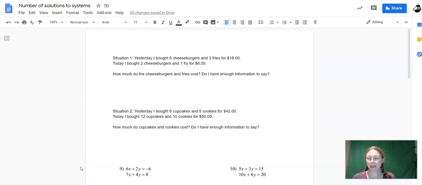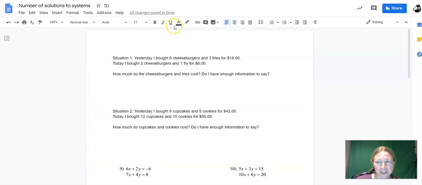All right, guys, so one last lesson on systems of equations for the week to get you through the week here. And this one's fairly short, but it's kind of an important topic with systems of equations, and it has to do with the number of possible solutions to a system of equations. So to introduce this topic, I'll give you a couple of word problems.